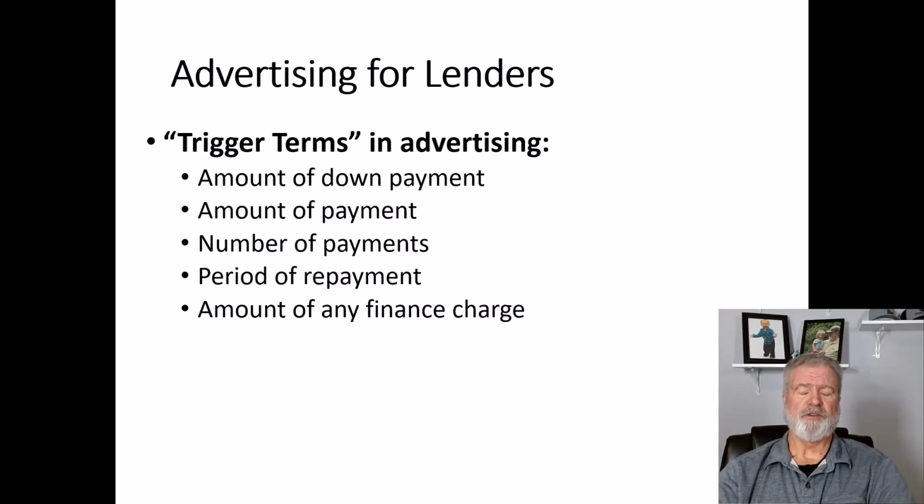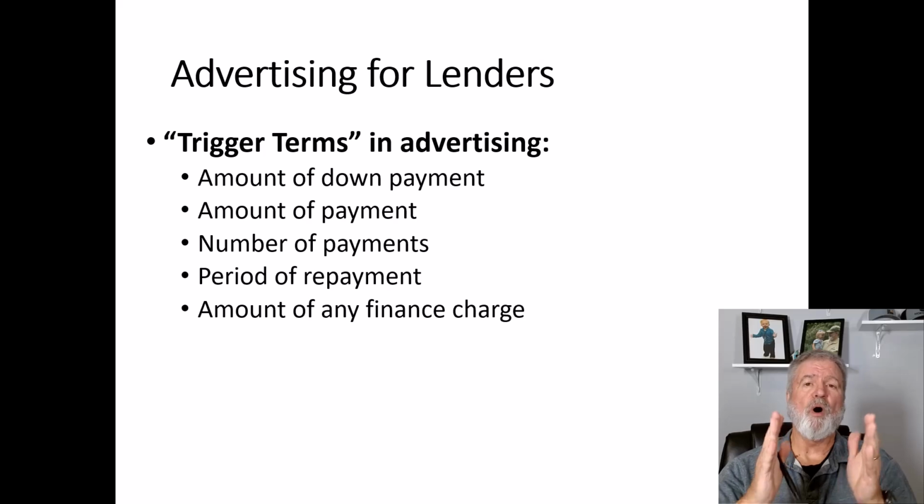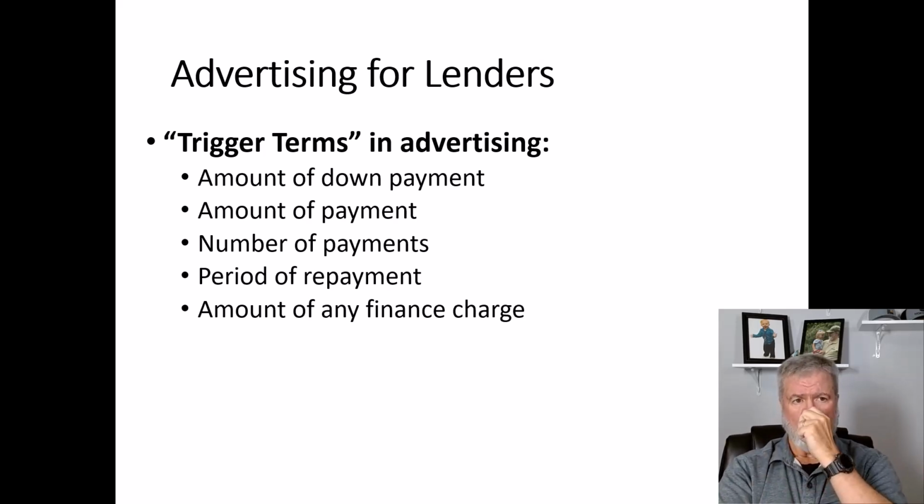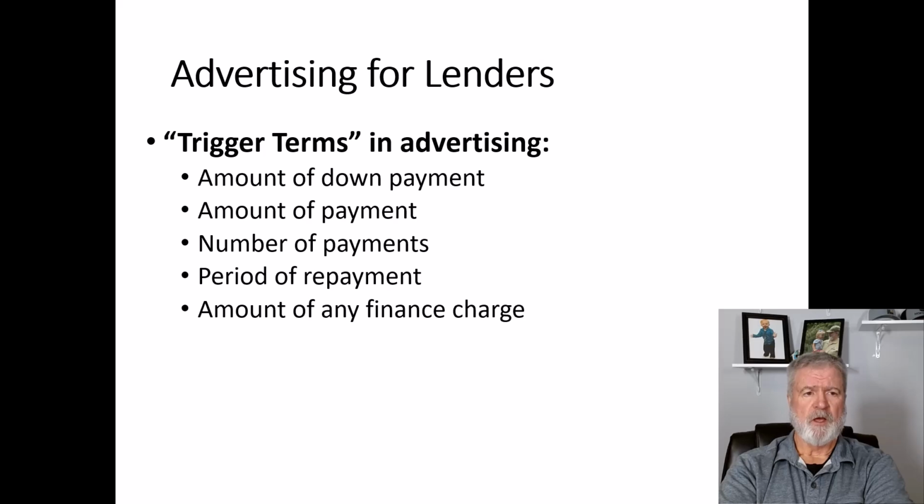In other words, basically what the law was saying is this: you can't give part of the story and leave the part that maybe is not so good out. So if you're going to advertise something, you've got to advertise the whole story, not just the part that might be appealing to a consumer. Well, what are some of these trigger terms that would require additional disclosures?